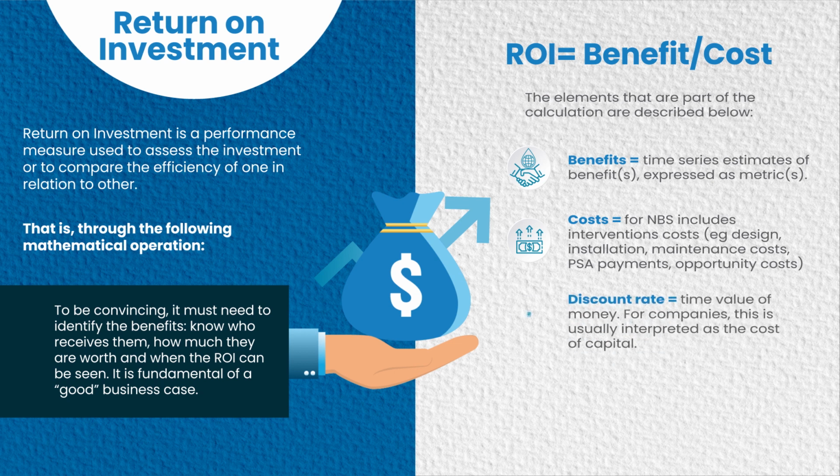Discount rate: time value of money. For companies, this is usually interpreted as the cost of capital. Time horizon: period of time to consider the investment program. In Waterproof, you will see that the system allows the user to enter a discount rate for the analysis, and a minimum and maximum discount rate in order to perform a simple sensitivity analysis. The system suggests discount rate values. However, users can modify them according to their situation.